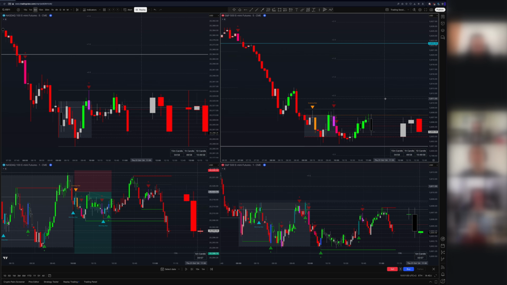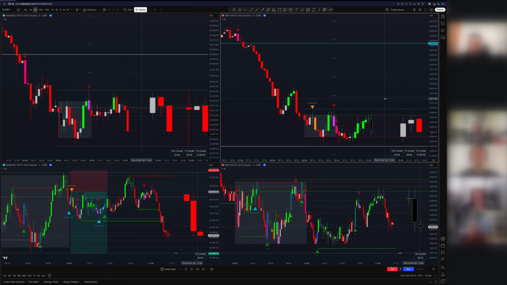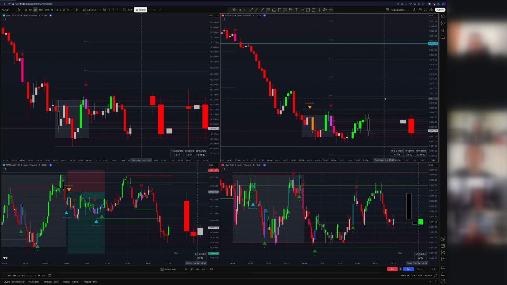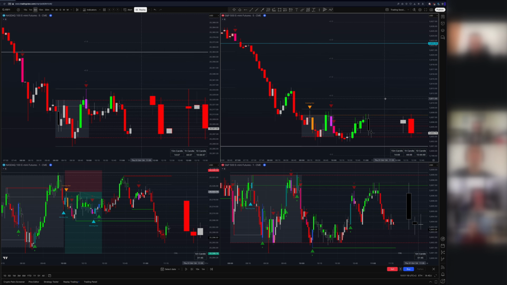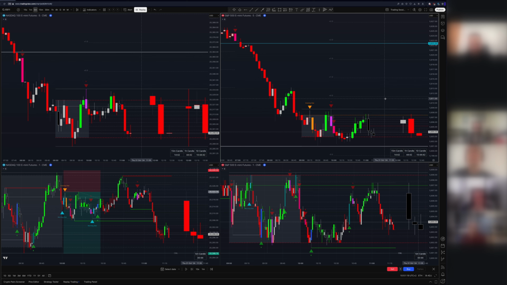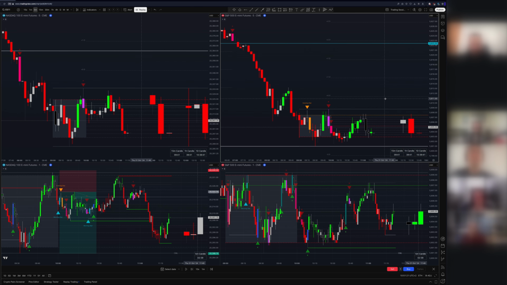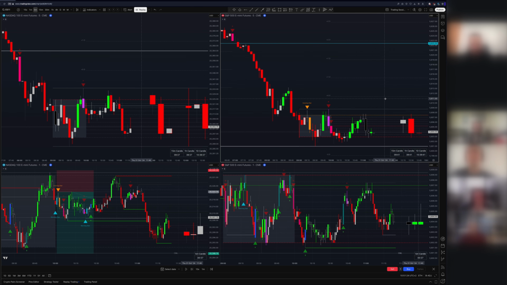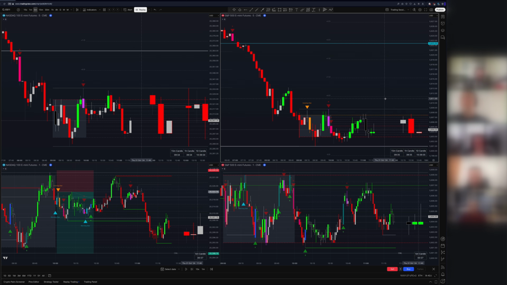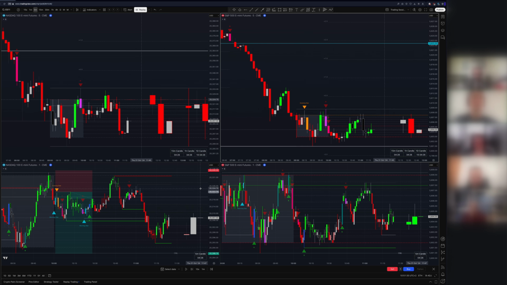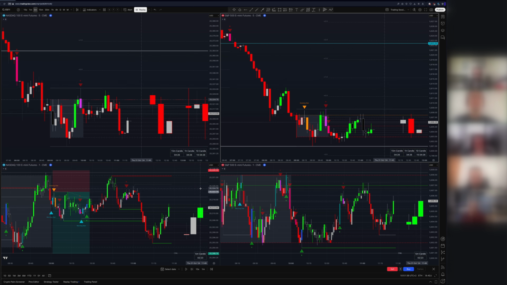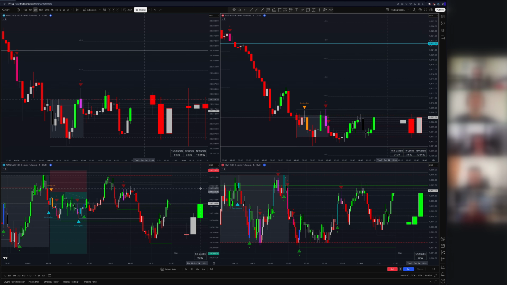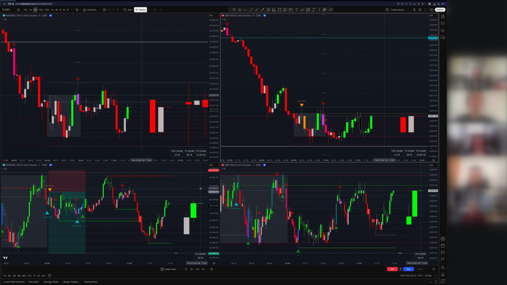Oh yeah. Oh no. We're back to the upside. Could have gone a little bit further. Oh. So it's a range day for now, without sweeps to the up or downside.